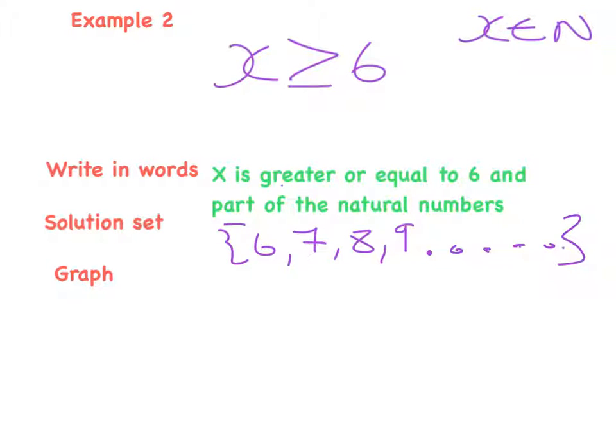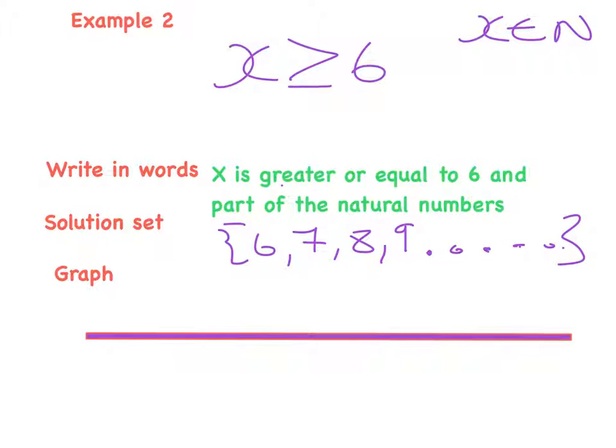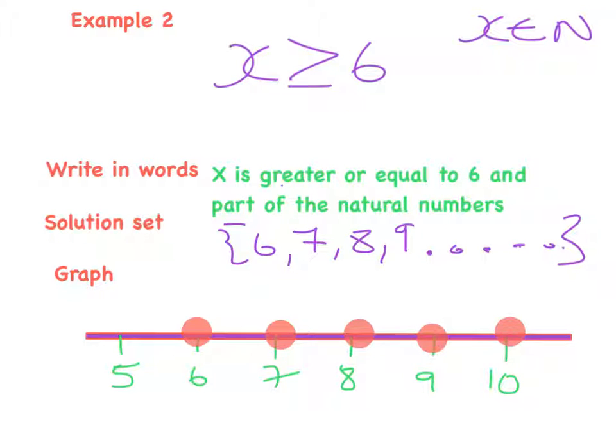All right, the graph then, we're going to do it the exact same way as we did the last one, so a nice straight line. And we're saying, okay, well, here is 5, here is 6, here is 7, 8, 9, 10. And we're saying, okay, so it can be 6, it can be 7, it can be 8, it can be 9, it can be 10, but it can be anything after that. So we do an arrow if it keeps going on forever. So just remember that as well.